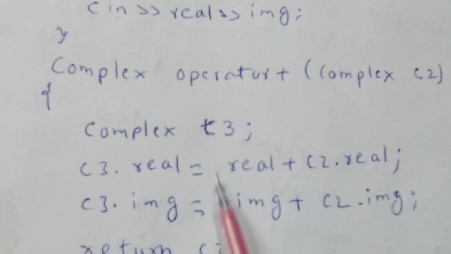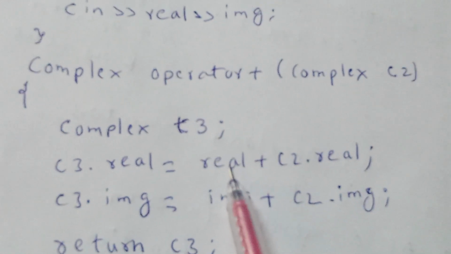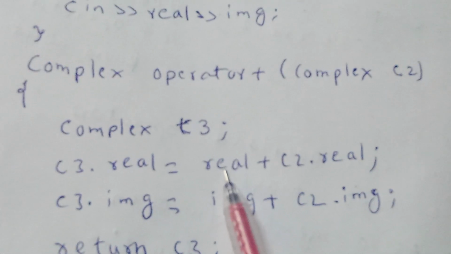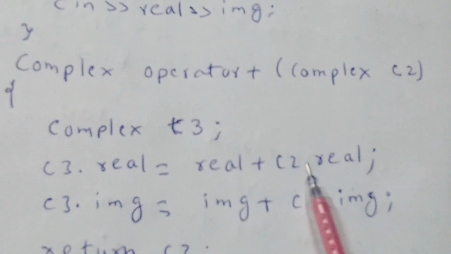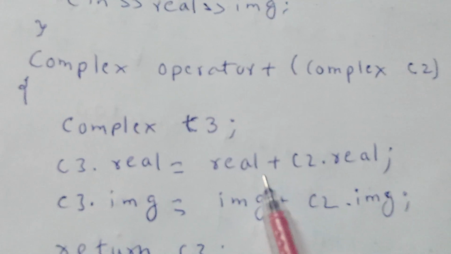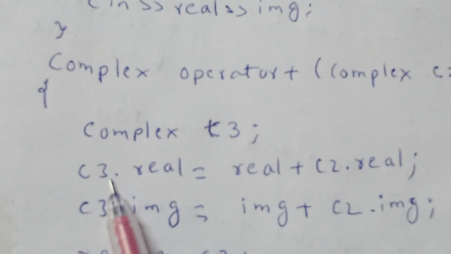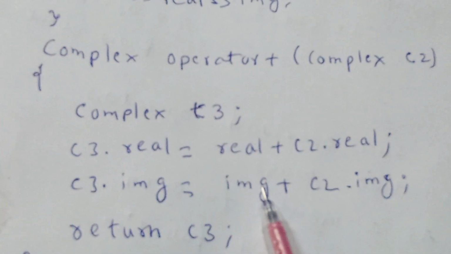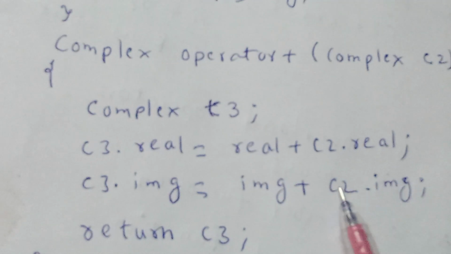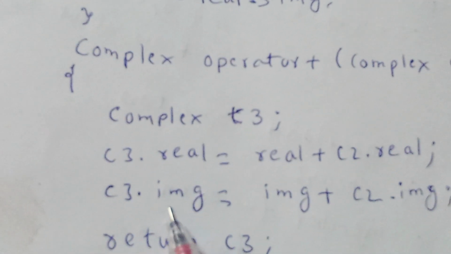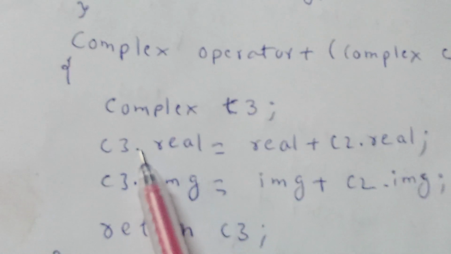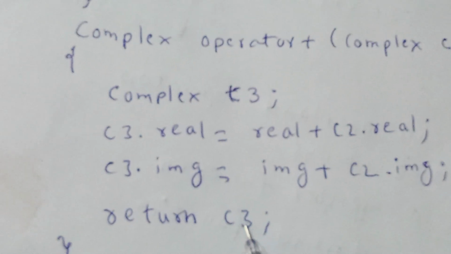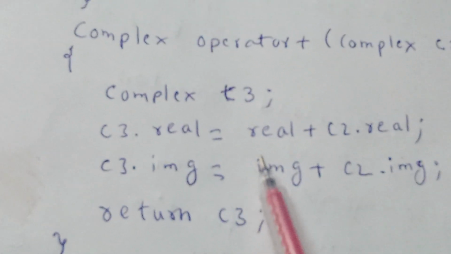Now we have to add the real data members, real plus c2.real. Here real means the real data member of the first object, and this is the real data member of the second object. Both are added and the answer is stored in the third complex number. Similarly, we add img of the first object and img of the second object, and the answer is stored in the img data member of the third object. So the answer is stored in the third object c3, which contains the sum c1 plus c2.